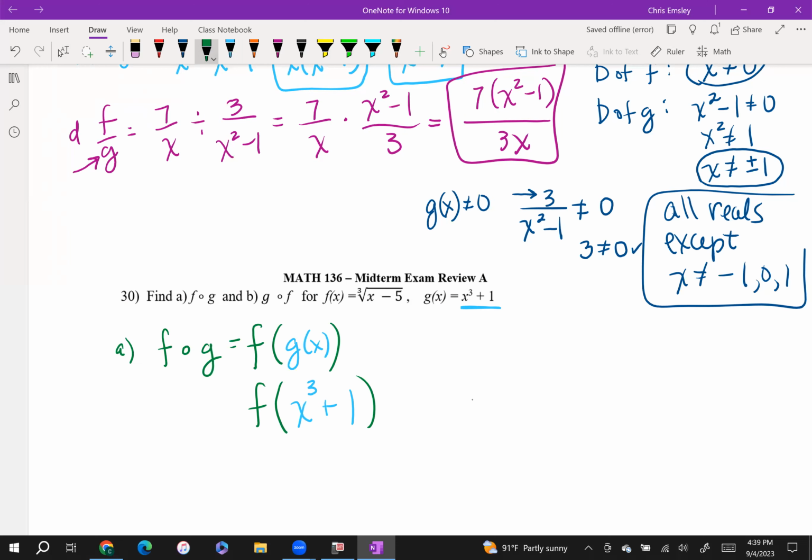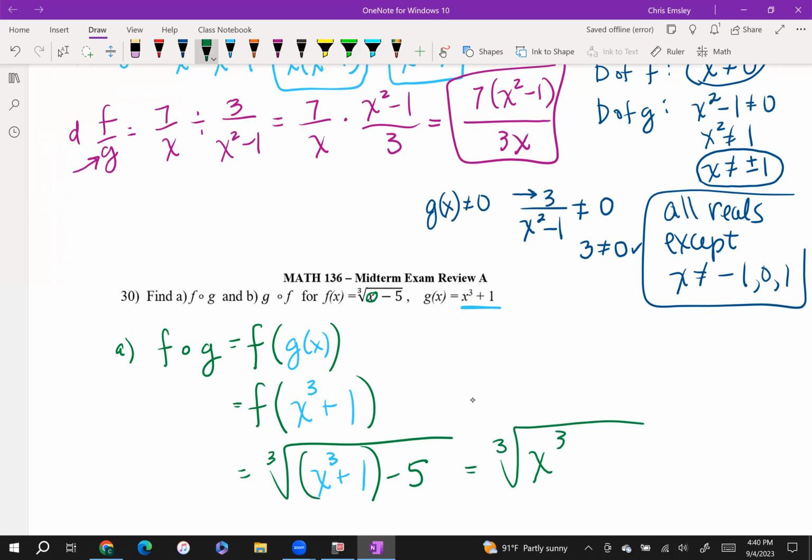Now we're ready to look at the function f. f is the cube root of x minus 5, but in place of that x, we're going to put our input. So it's going to be the cube root of something minus 5, and our something is whatever we had in parentheses up there. So it's going to be x cubed plus 1. I don't really need those parentheses there, but I just wanted to show you right where I was plugging that in. There's only one little simplification we can do here. x cubed plus 1 minus 5 becomes minus 4. There is the composite f of g of x.